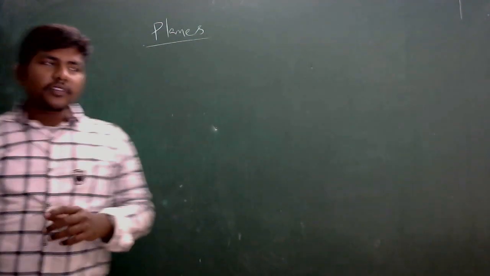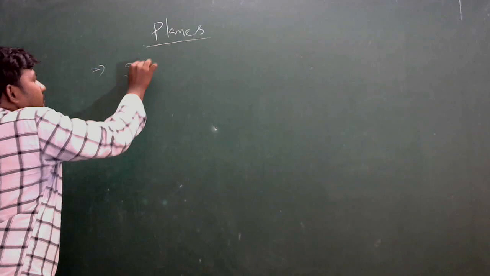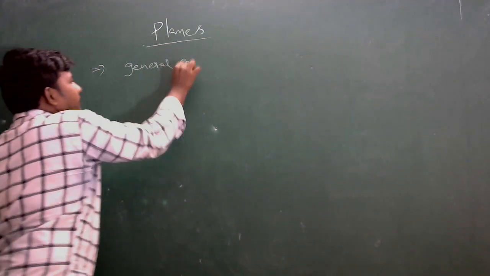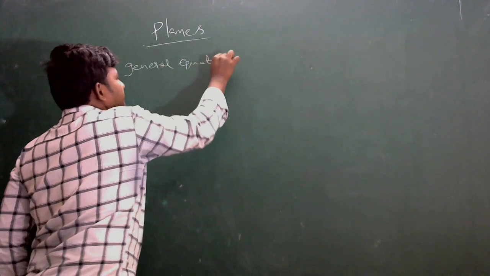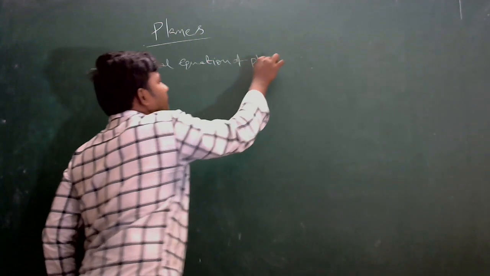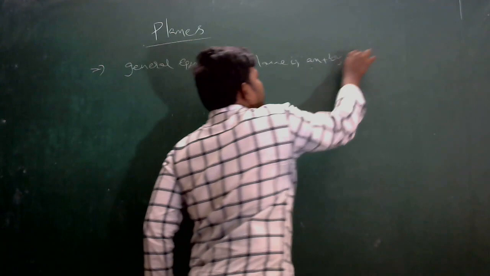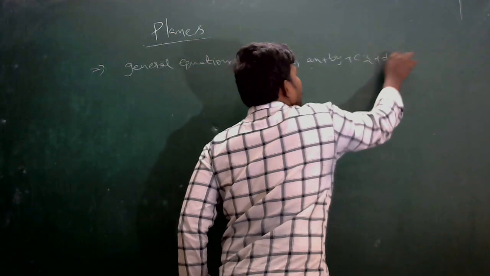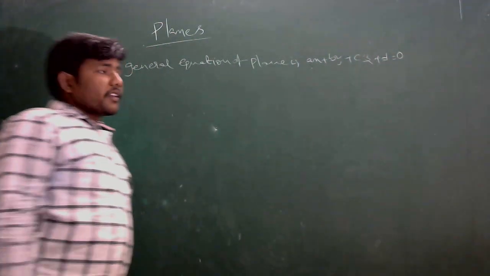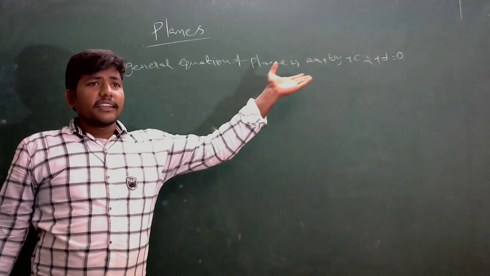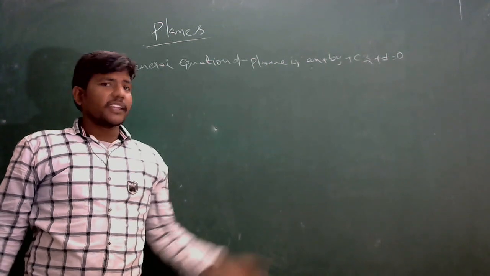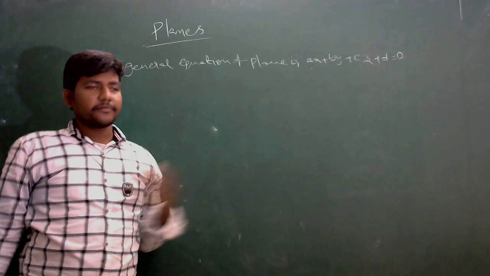First of all, the synopsis of the planes. The general equation of a plane is ax plus by plus cz plus d equal to 0. It is a linear equation in x, y, z.